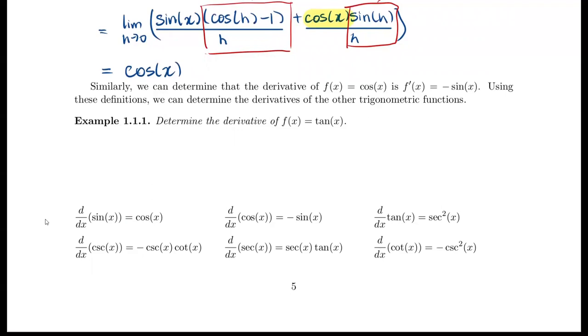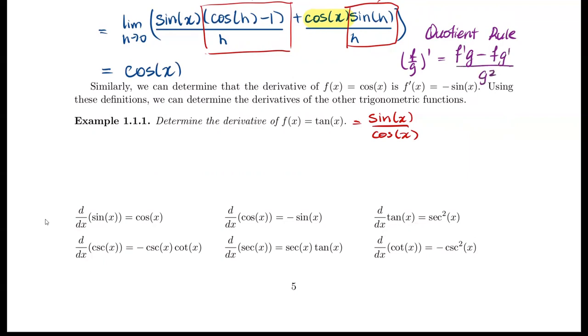So if we want to find the derivative of tan, recall that tan is also the same as saying sine x divided by cos of x, right? So that means we're going to take the derivative using the quotient rule. If you remember the quotient rule, if you want to take the derivative of f divided by g, you take the derivative of f multiplied by g, minus f multiplied by g prime, all divided by g squared. So here our f is going to be sine and our g is going to be cosine.